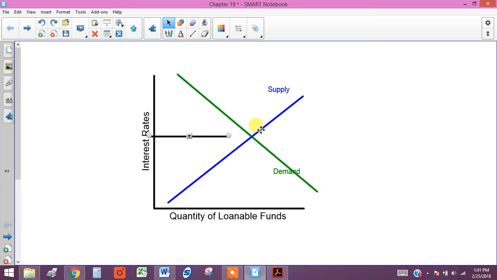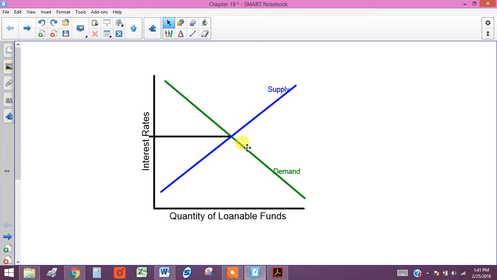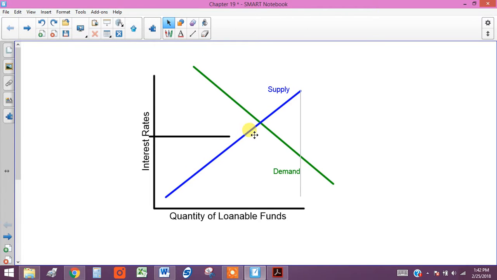However, if we start here, and the budget deficit increase is really, really large, and the demand goes way out here, and the expansionary policy only has a moderate effect on supply, it might only shift a little. So we're still going to end up with a higher interest rate.